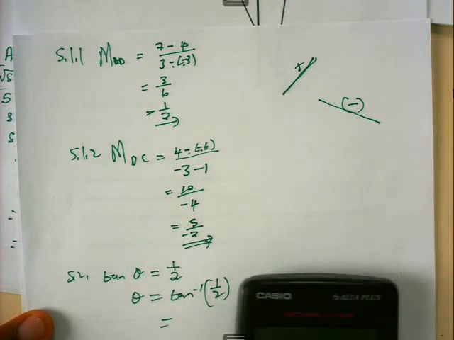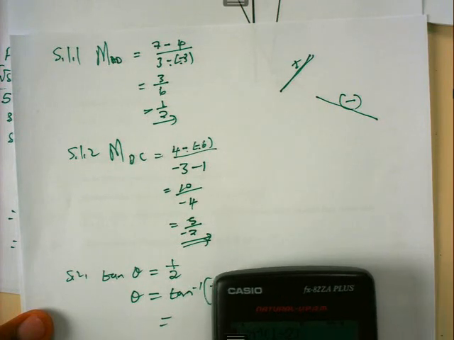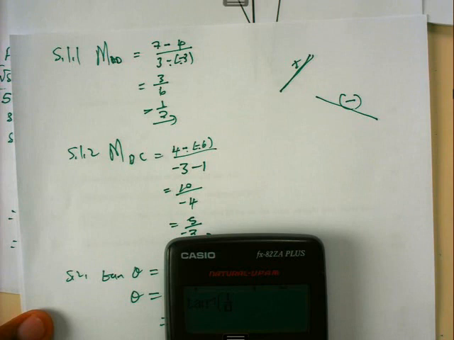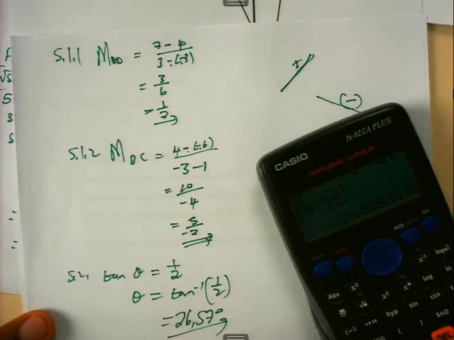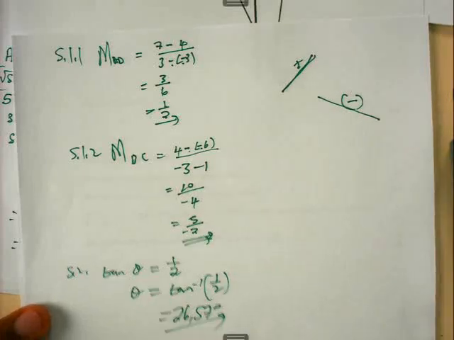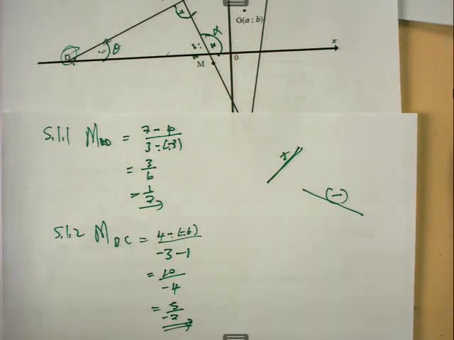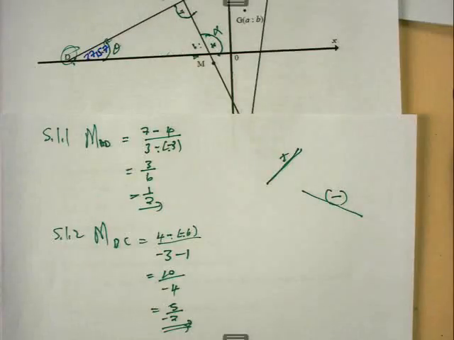And now, what is the inverse tan of a half? Let me look at it. That is shift tan. Of course, we have 1 divided by 2. Then the answer is 26,57. Right, now we go. We are happy. We know that the size of this one is 26,57. We are happy about this one.